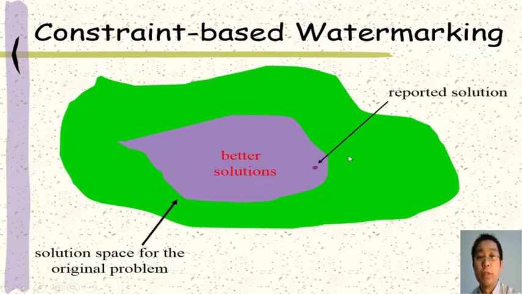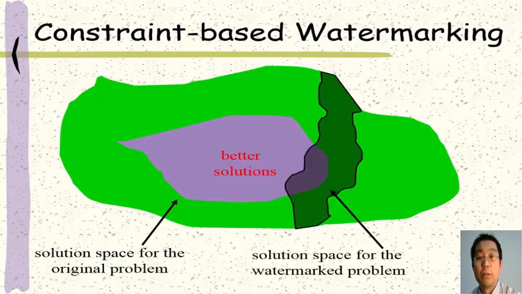This point is a randomly found solution to the problem. After we add extra constraints, some of the solutions fail to satisfy these additional constraints and become invalid. Suppose this shaded area is the solution space after watermarking. Now, if we report the same solution, it is more convincing to say that we find this solution by solving the watermarked problem instead of solving the original problem.